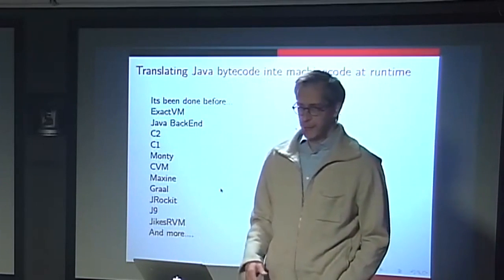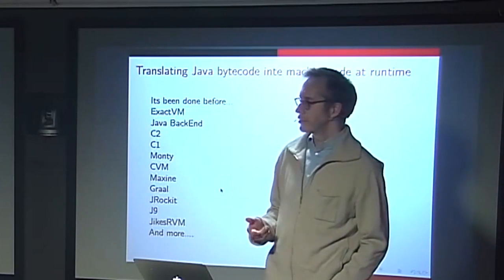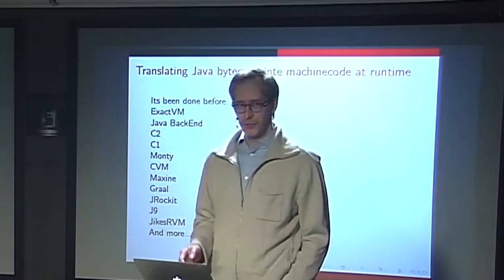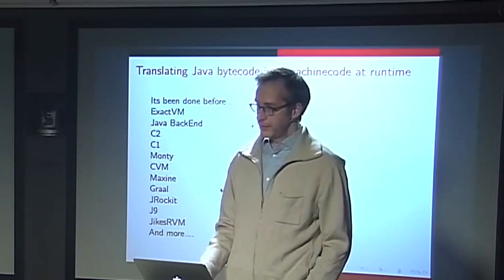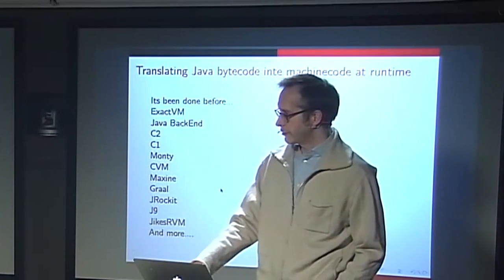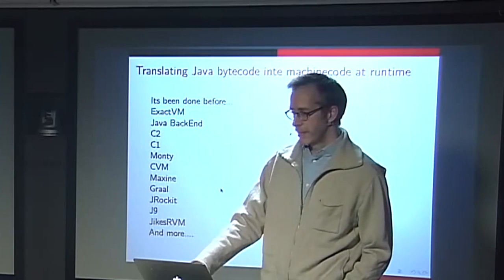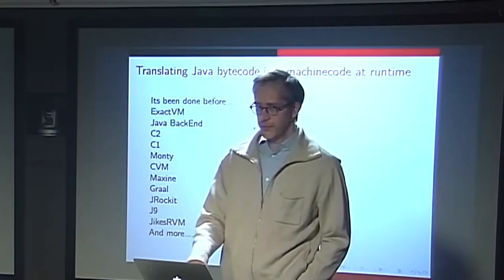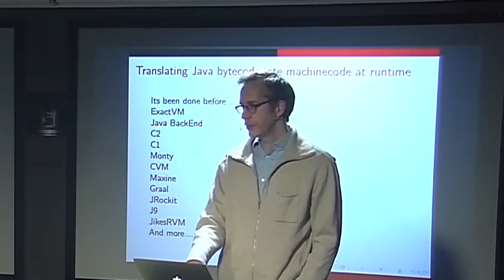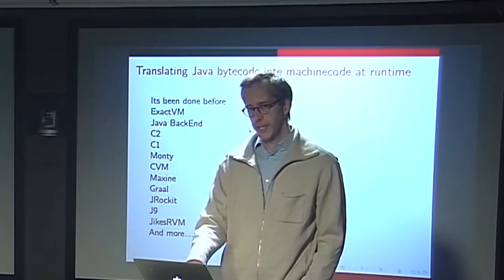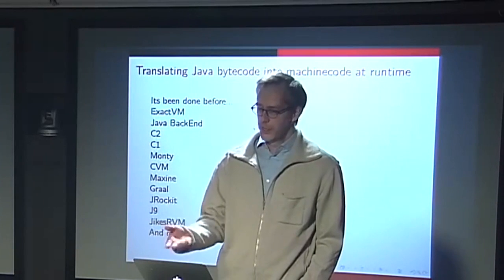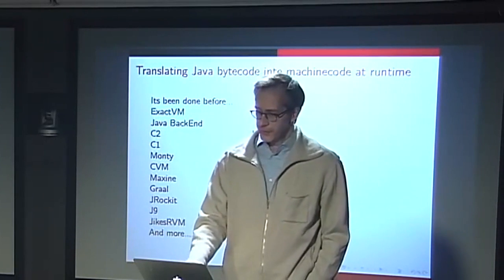So running the JVM and running it fast means that you want to translate the bytecode into machine code. Now this is not new, it's been done several times before, and in the 90s the first compiler that compiled bytecode into machine code was ExactVM, followed by the Java backend that was developed by the compiler team at Sun, followed by C2 that was acquired from a small company that made a virtual machine for Smalltalk, and C2 is the one that you most commonly hear about in Hotspot nowadays.